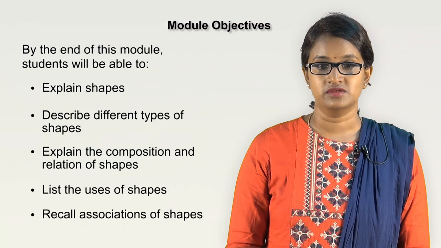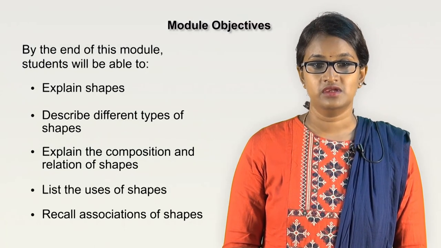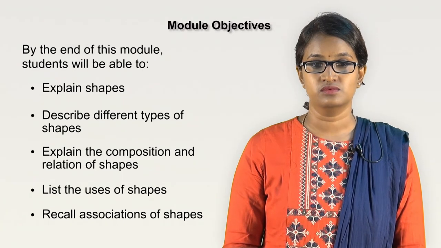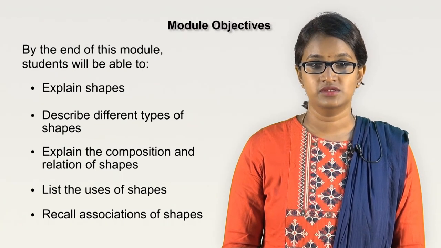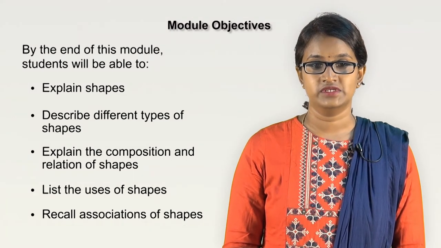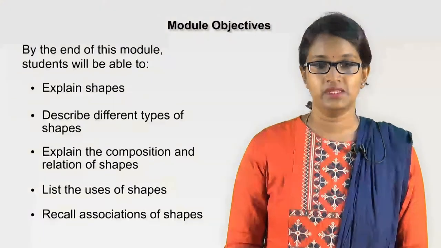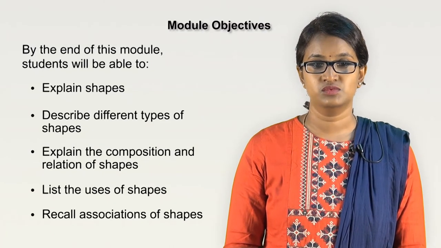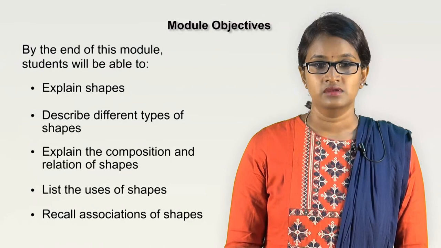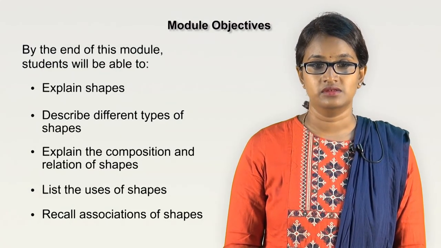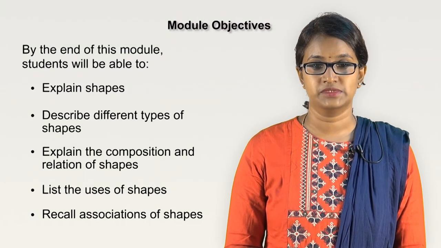Unit Objectives. By the end of this unit, students will be able to explain shapes, describe different types of shapes, explain the composition and relationship between shapes, list the uses of shapes, and recall associations of shapes.